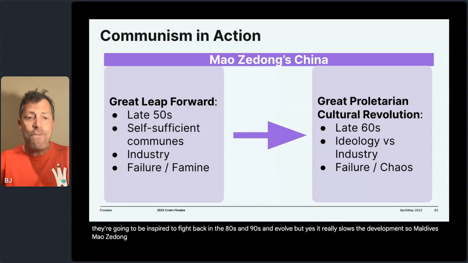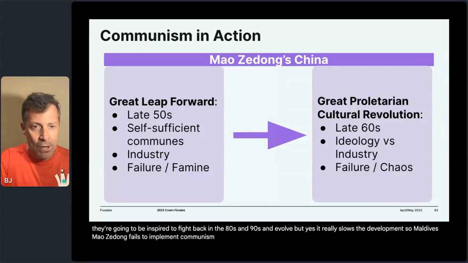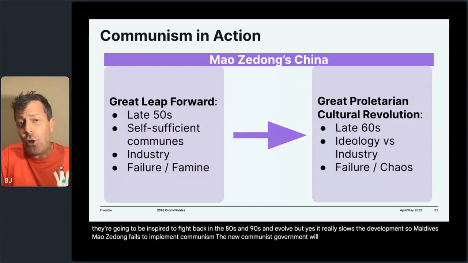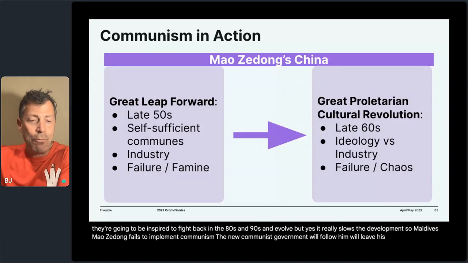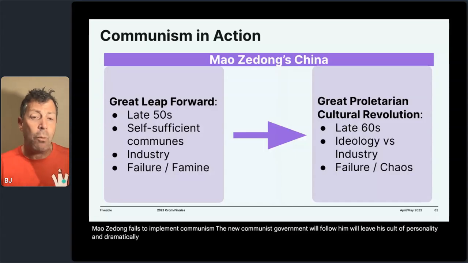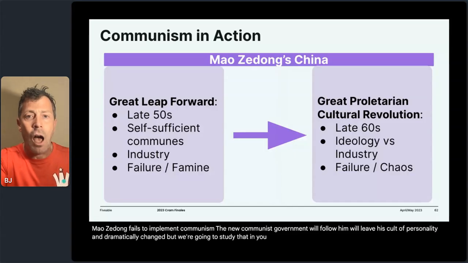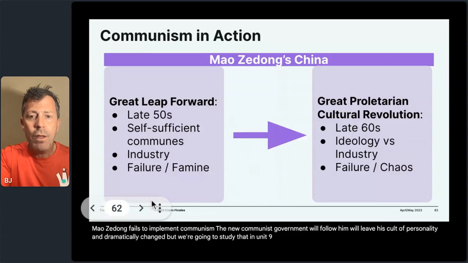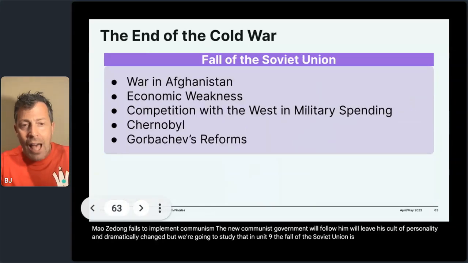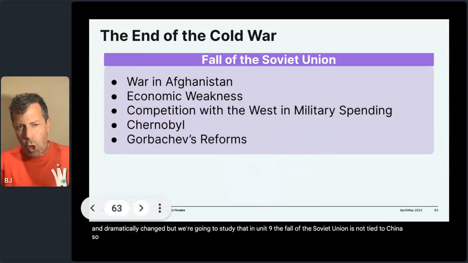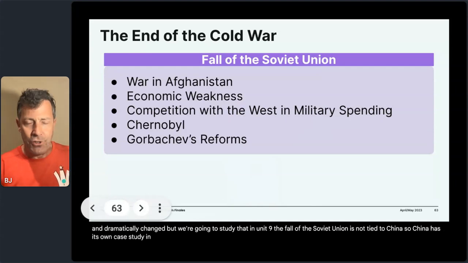So Mao Zedong fails to implement communism in China, period. Fails. The new communist government that will follow him will leave his cult of personality and dramatically change. But we're going to study that in Unit 9. The fall of the Soviet Union is not tied to China. So China is its own case study in communism.